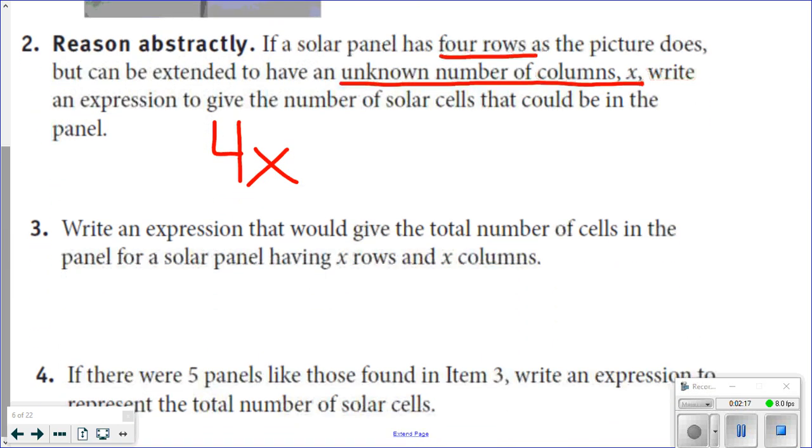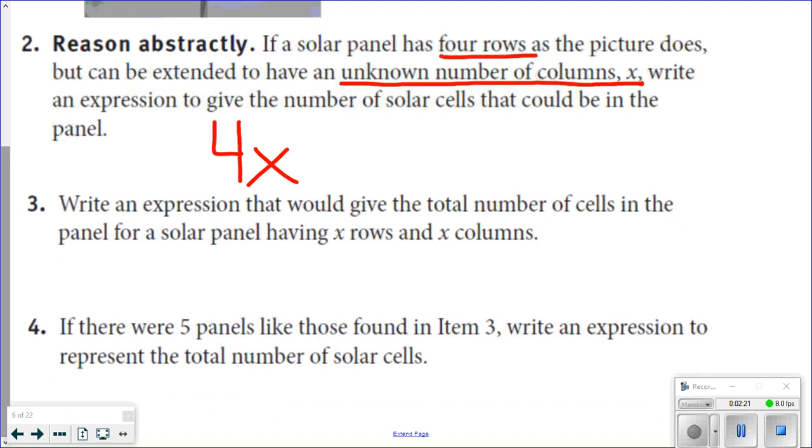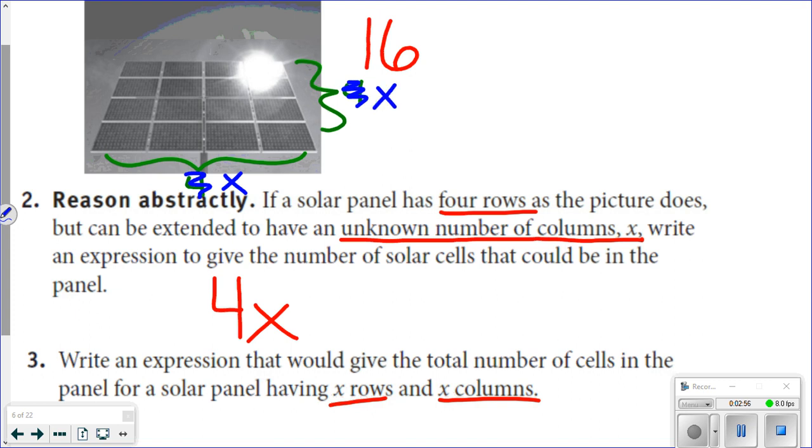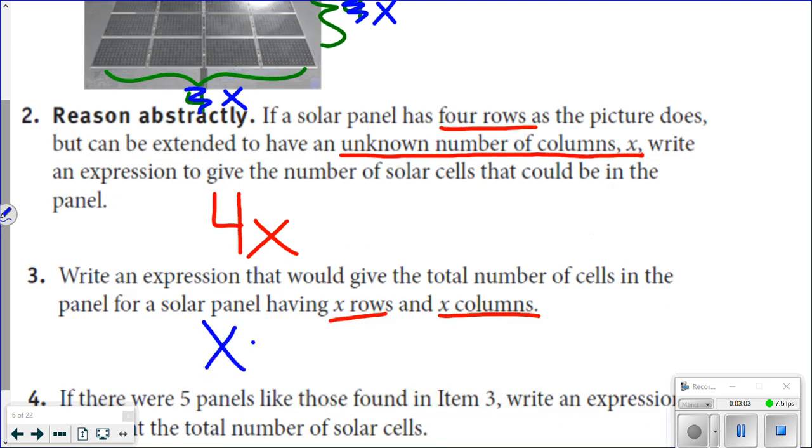Number 3, write an expression. Again, an expression has no equal sign. That would give the total number of cells in the panel that has x rows and x columns. So if I go back up, in order to get 16 earlier, I did 4 times 4. Well, if we have x rows and x columns, instead of this being a 4, it would be x, an unknown number. Same thing over here. Our rows and columns are both x's, so to find the total, it would be x times x. Now, think about our exponent rules. Keep the base, add the exponent. So it's x squared.